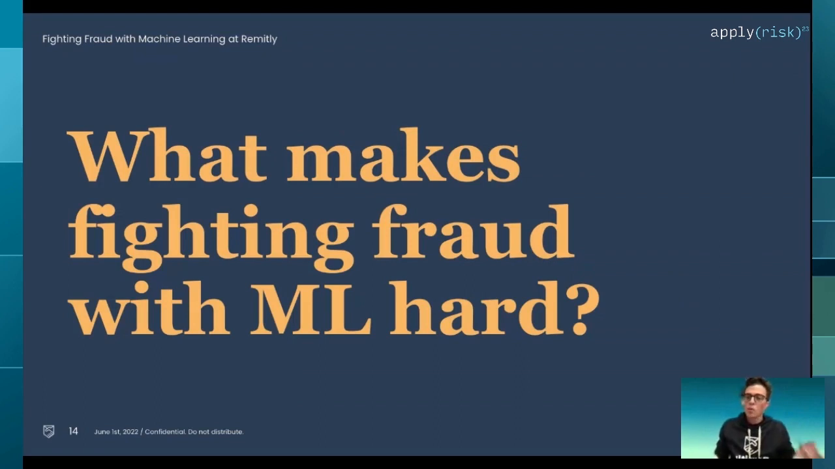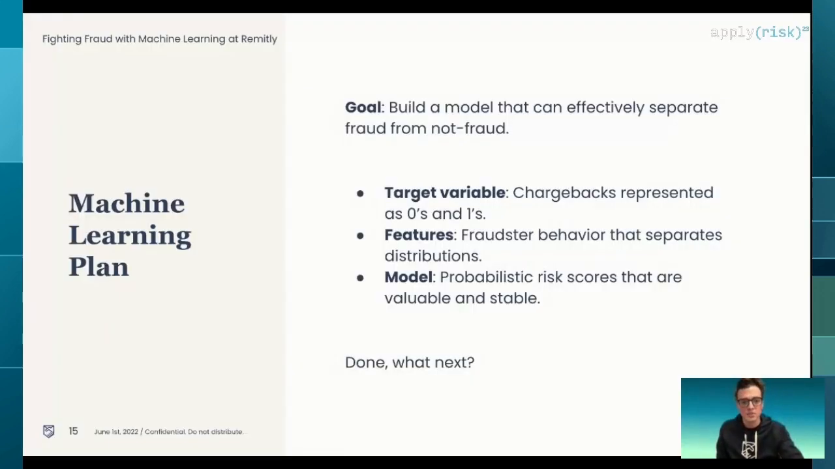Okay, so now what makes fighting fraud with machine learning hard? And I'm sure that a lot of the folks that have already spoken today and will also speak later have covered some of these topics. And I think it's extremely interesting. So I'm excited to dive into it with you as well.